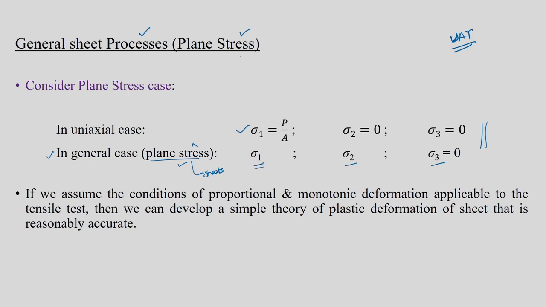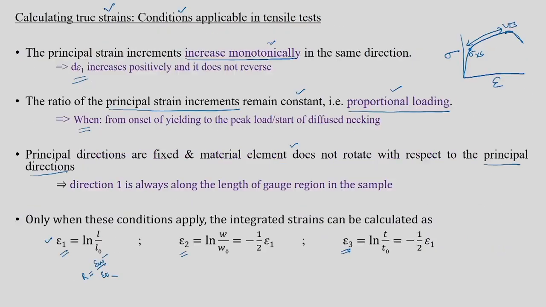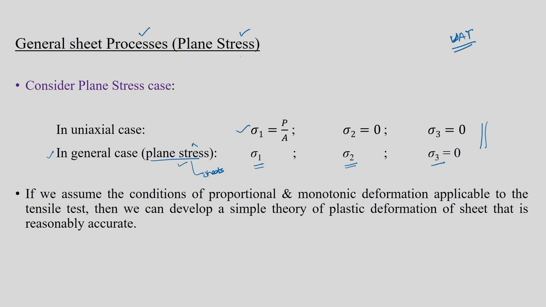You are going to have sigma 1, you are going to have sigma 2, but sigma 3 can be 0. For sigma 3, you have to go back to the first diagram which I have shown. Sigma 3 means the thickness direction. Sigma 3 is in the thickness direction, and 1 is along the length and this one is along the width W. So when you say plane stress, it means sigma 3 equal to 0. This is very, very important for us, and we are going to use it throughout this course, as long as it is in the form of a sheet.